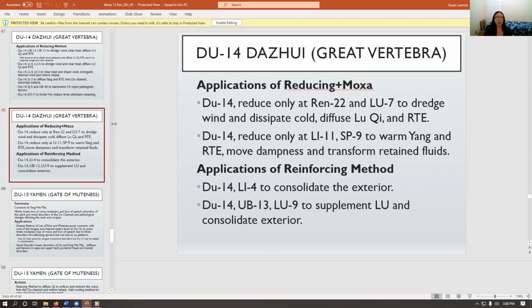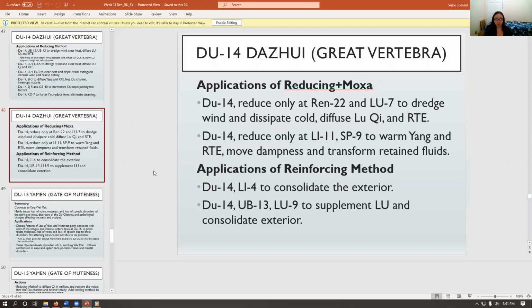Some others here, DU 14, reduce it, REN 22, Lung 7. That's going to be good for release exterior, dredge wind, diffuse lung qi. DU 14 with LI 11, Spleen 9. That's going to warm the yang, release the exterior, and move damp. And then reinforcing here, oh, I'm sorry, I should say that out loud. Those last two were with moxa specifically. That's how we get that dissipating cold and warming yang.